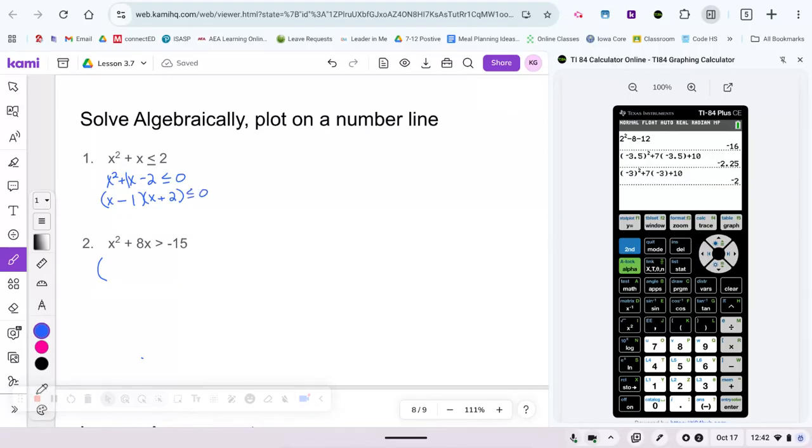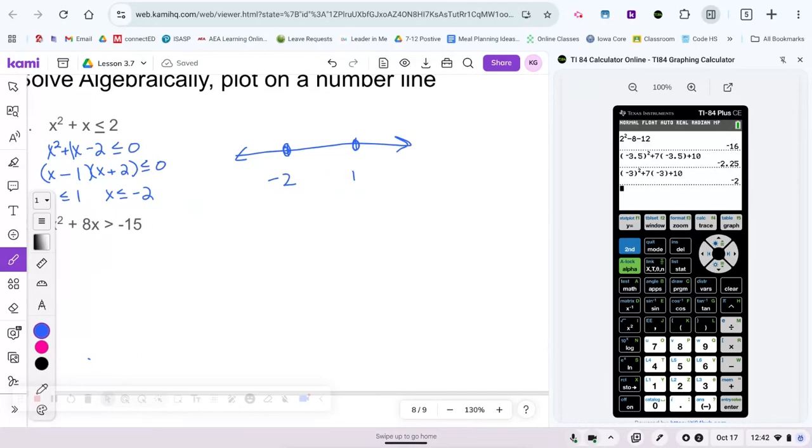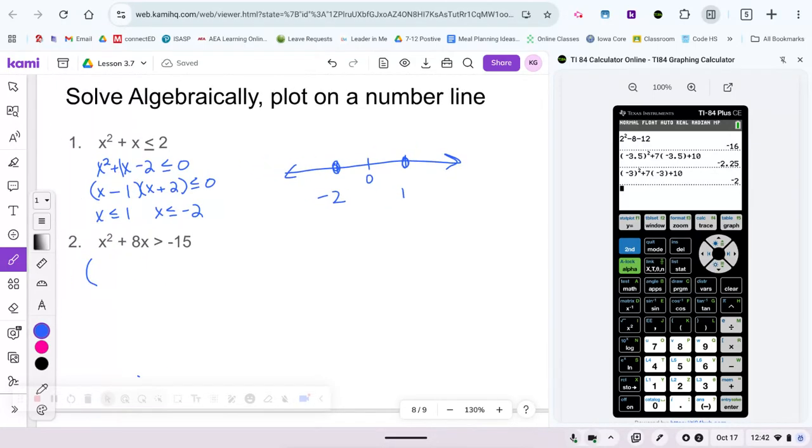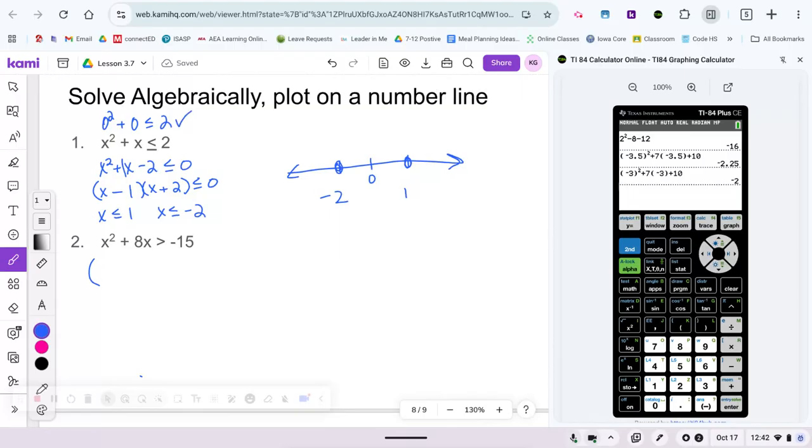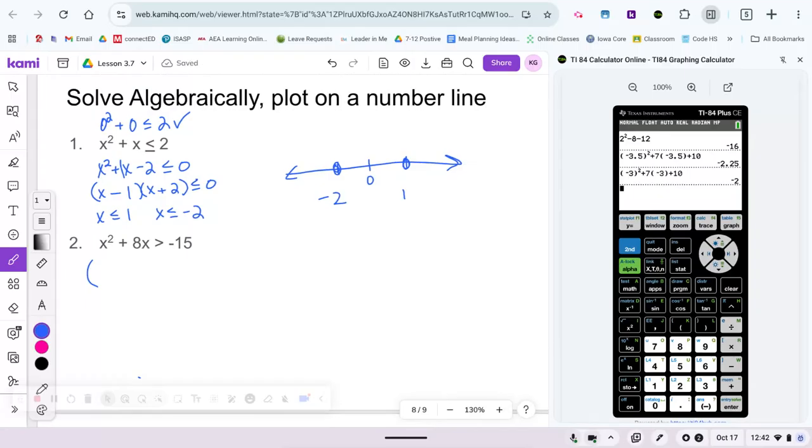So then I have x is less than or equal to positive 1, x is greater than or equal to negative 2. So I put those on a number line. And I need to check values in between here to make sure what is going on with my arrows. So I'll check 0 in the original equation. Is 0 squared plus 0 less than or equal to 2? Yes. So I know for sure that everything is going to be included here.